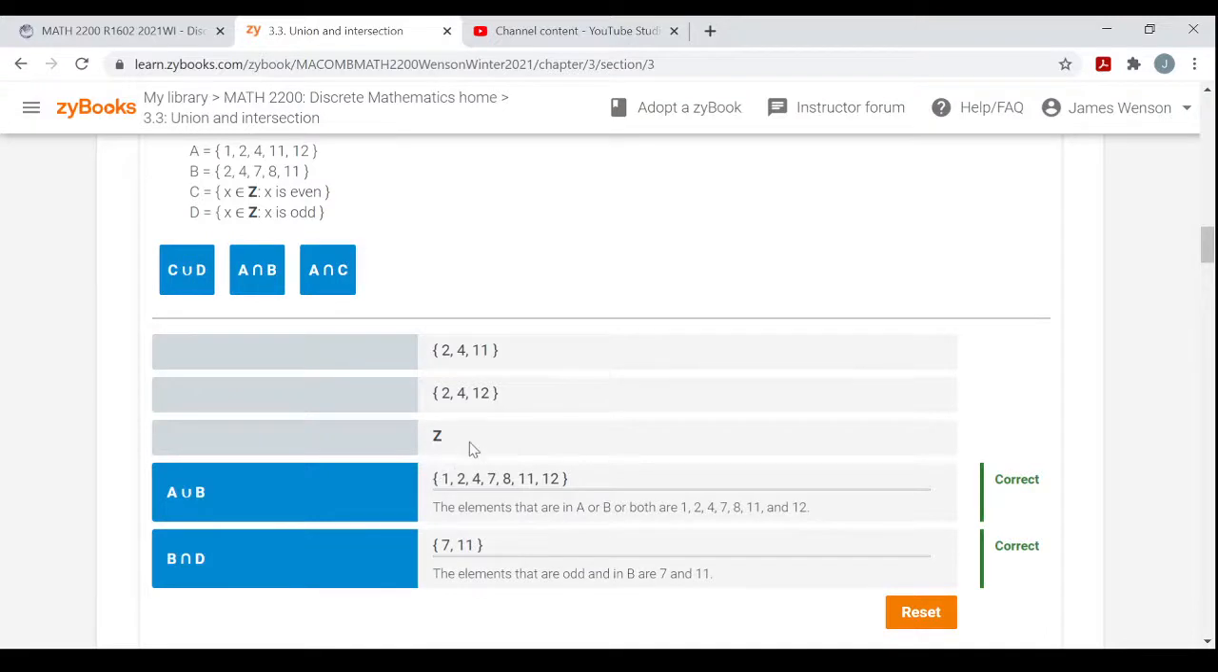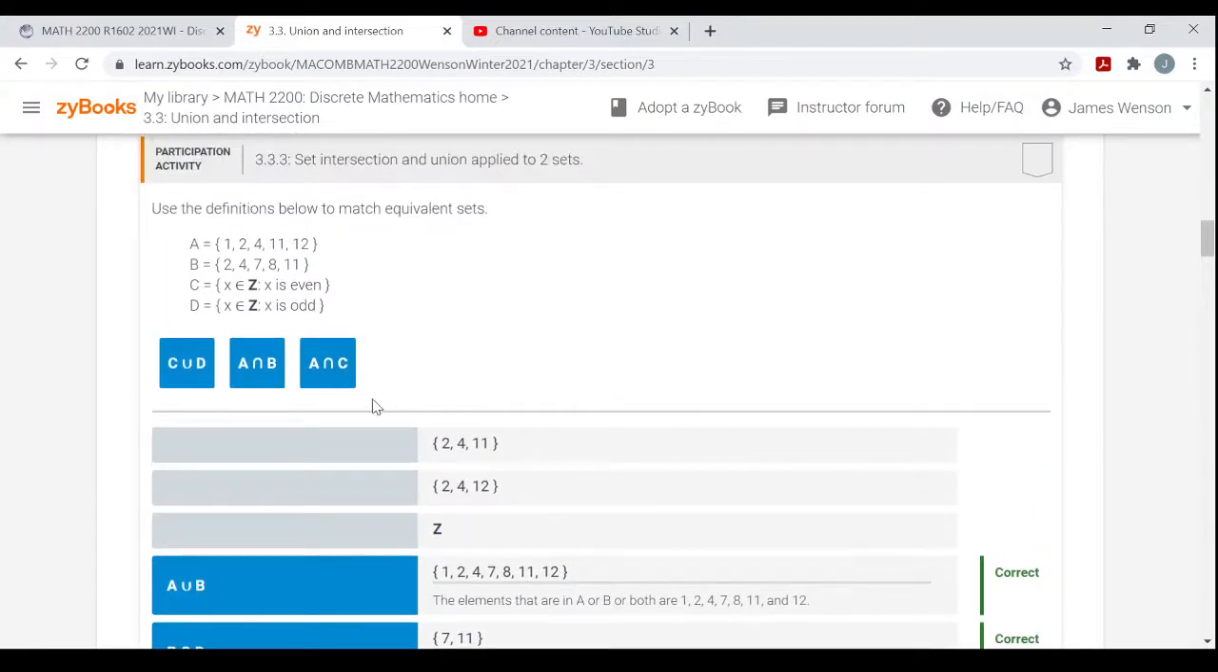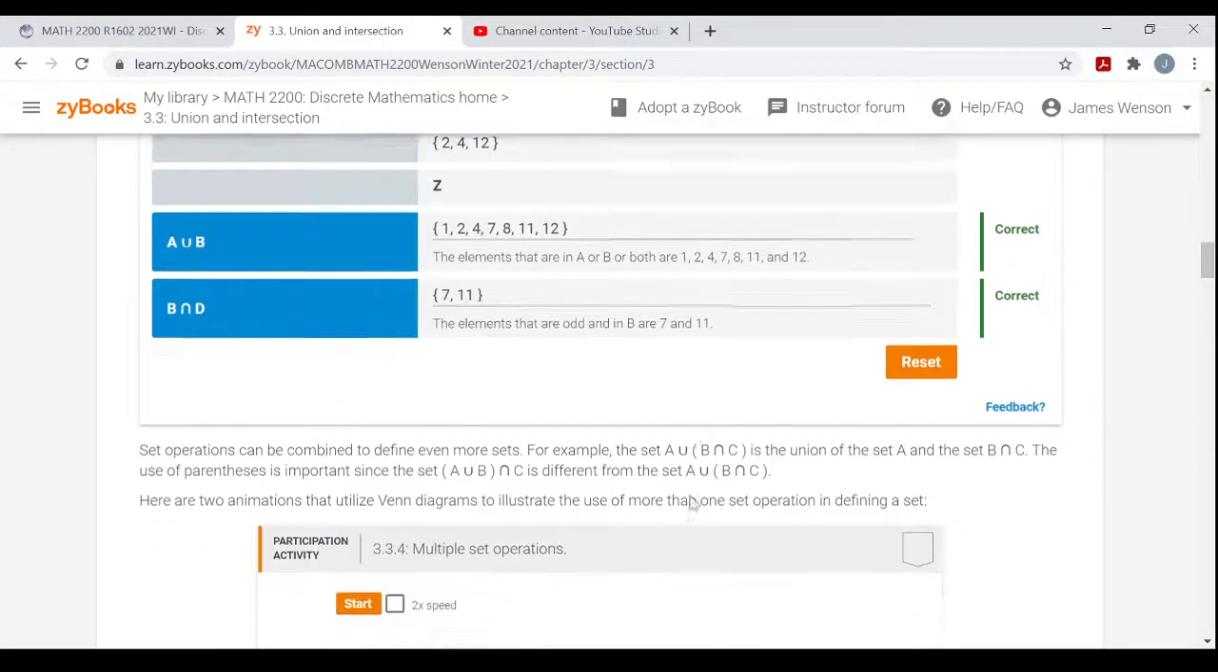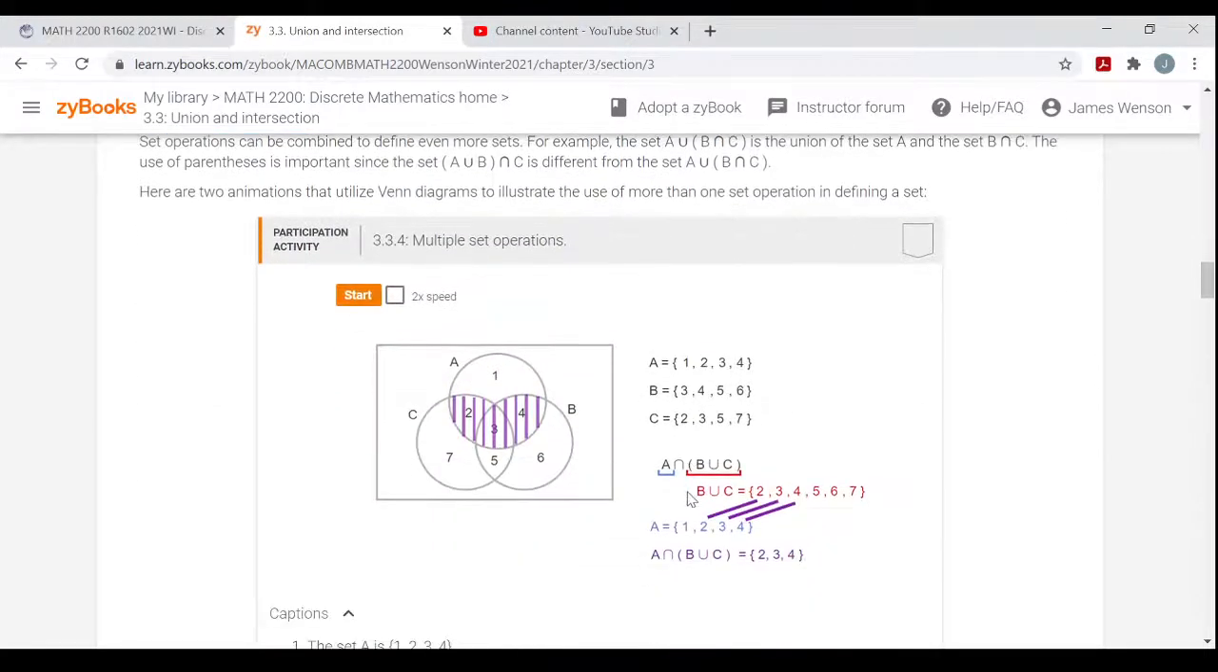Okay. All right, and I'll leave the rest for you to figure out. Because I did one example of a union, one example of an intersection, you should be able to do the other three. All right, and here's another.